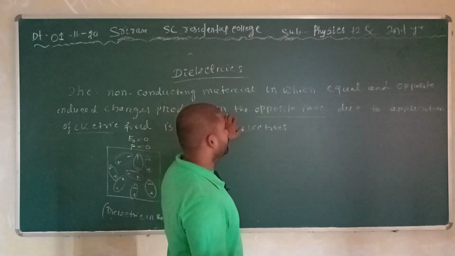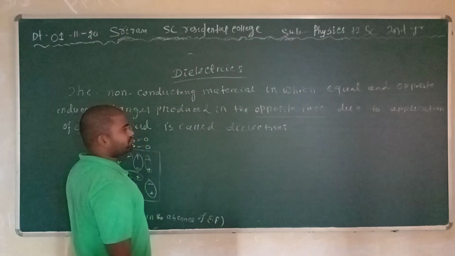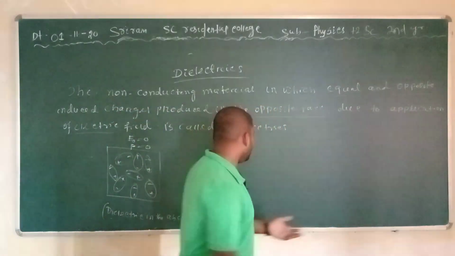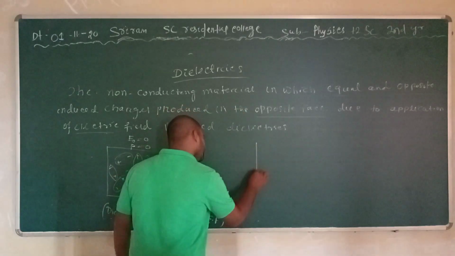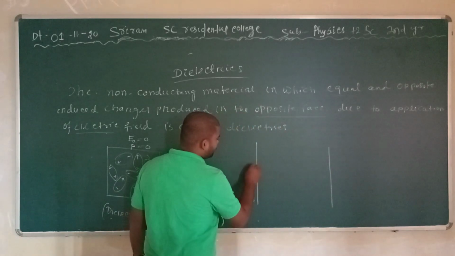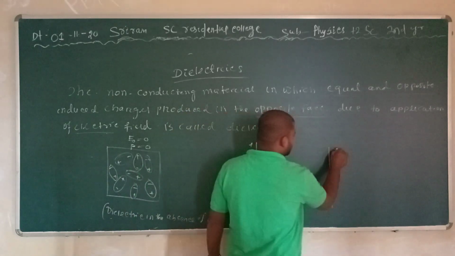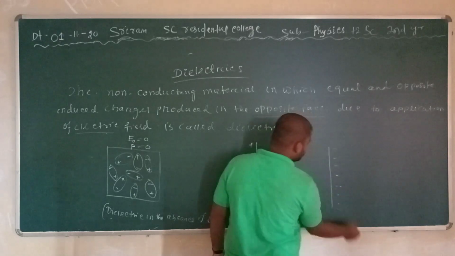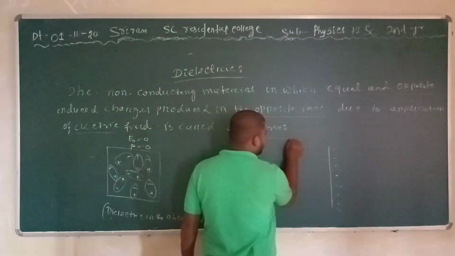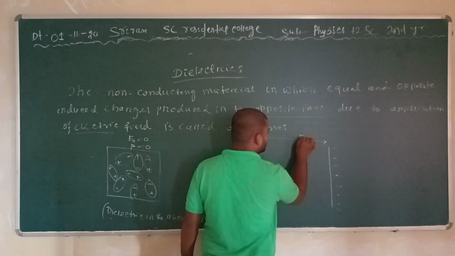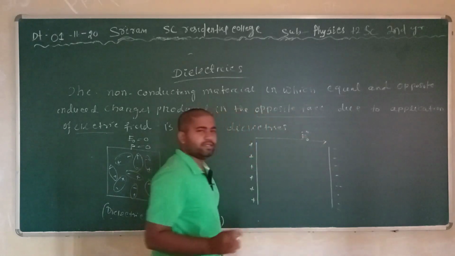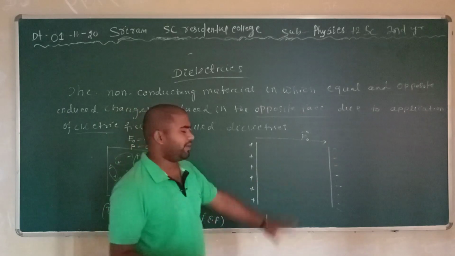But when you place it in the electric field, there is a production of equal and opposite charges in the opposite pairs. Suppose I place the dielectric material in between the plates, this one plus and this one minus, and the medium between them is air. So the electric field is, suppose, E naught, directed from plus to minus.